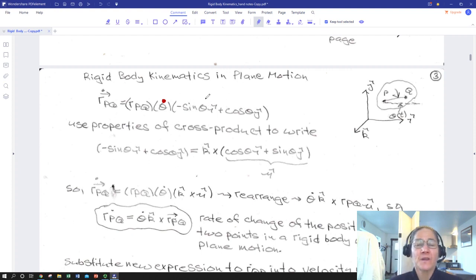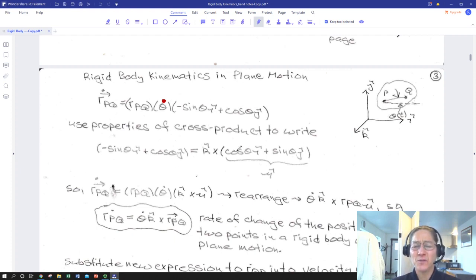So this is nice, but it's a little cumbersome. It would be easier if we had something that broke theta out in terms of another vector and we didn't have all this trig traipsing along here. We can use the property of the cross product, which says that our negative sine theta i hat plus cosine theta j hat is the same as if we took the unit vector k, pointing out of the page, and crossed it into cosine theta i hat plus sine theta j hat. Property of the cross product. Multiply it out. You can prove it to yourself really quick.